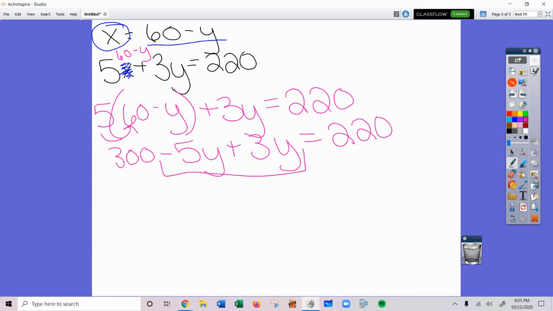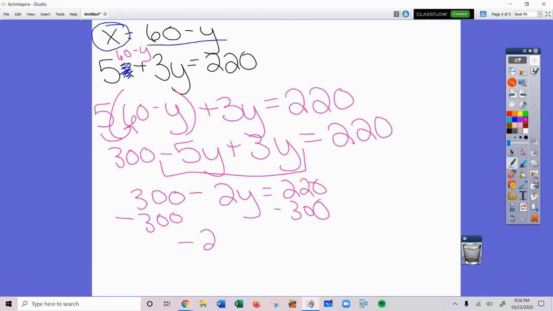These variables are on the same side, so we are getting them together with the same sign. So 300 minus 2y equals 220. Minus 300. Again, this is just solving. If this part is overwhelming, we definitely need to touch base. Equals a negative 80. We'll then divide by a negative 2 and get y equals 40.